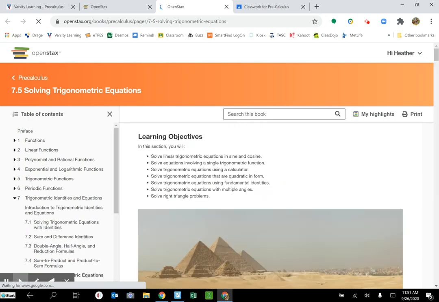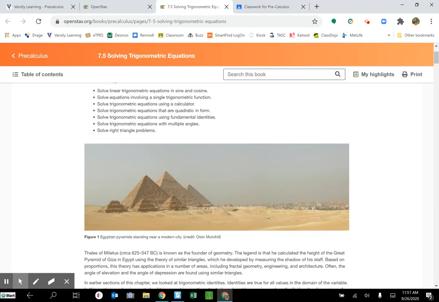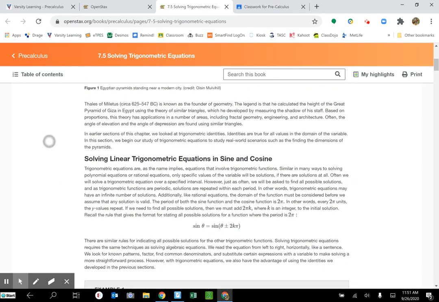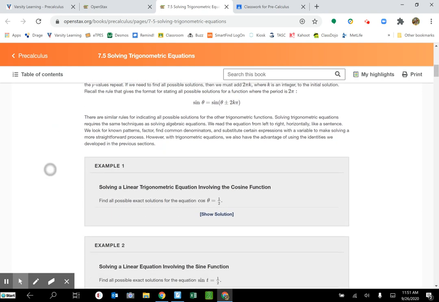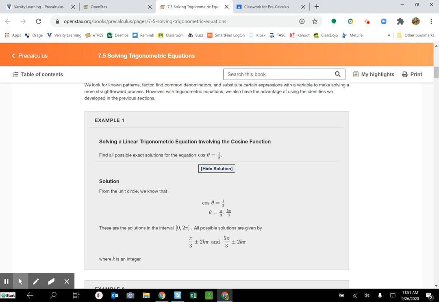I'm going to close the table of contents over on this side because it just gives me more space on the page. There's some learning objectives at the top, which is fantastic. It gives you some information there. And then there's some good reading, some examples. It shows you solutions here. Find all possible exact solutions for cosine is a half. And then it shows you how they work that out and gives you some good information.